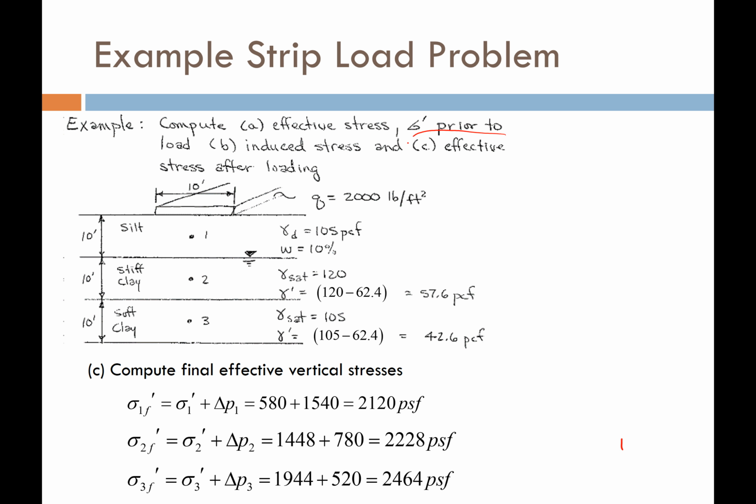Okay, for step number C, all we want to do now is compute the total effective stress, or the combined effective stress that the soil will be feeling after I place my load. So all I have to do is add my initial effective stresses, or my geostatic stresses, to my induced stresses. And when I add those together, these final stresses are going to be the stresses that I'm predicting the soil will be feeling after I place my strip footing on the ground.